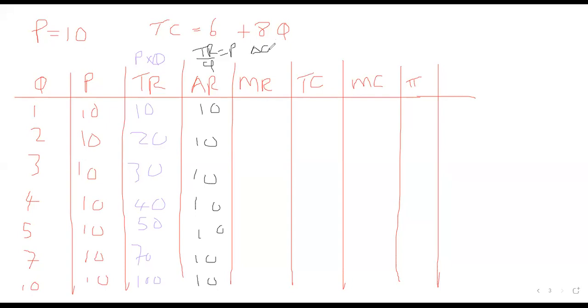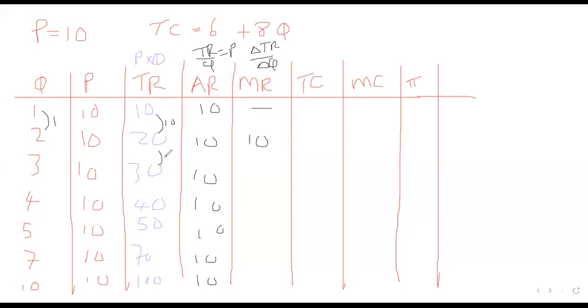The change in total revenue divided by the change in quantity. Good. The first one is a dash, so the change is simply the difference. From here to here, we have 10. From here to here, we have 1. So 10 divided by 1 is 10.